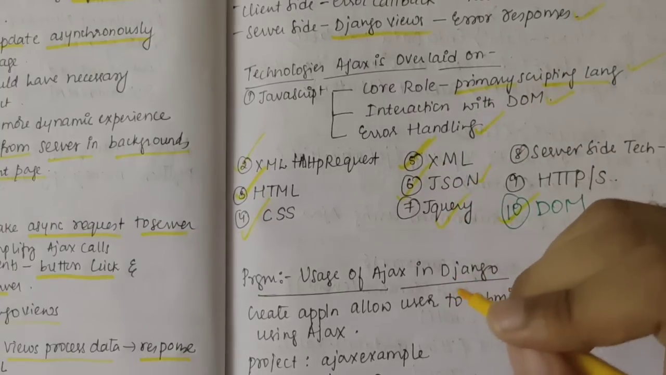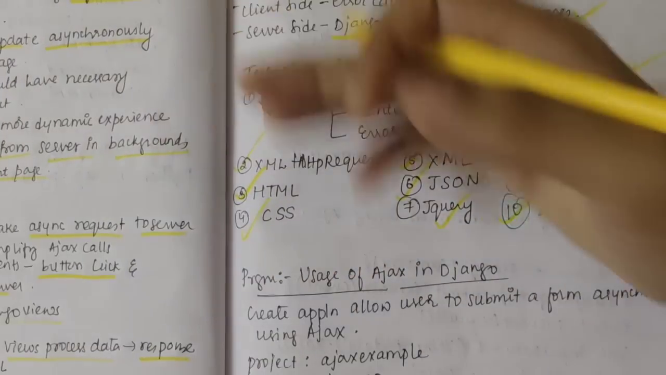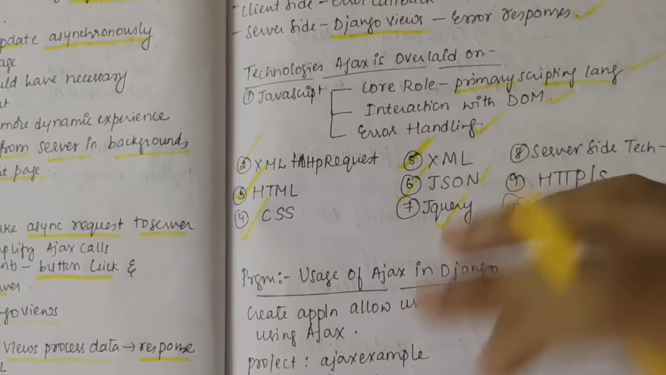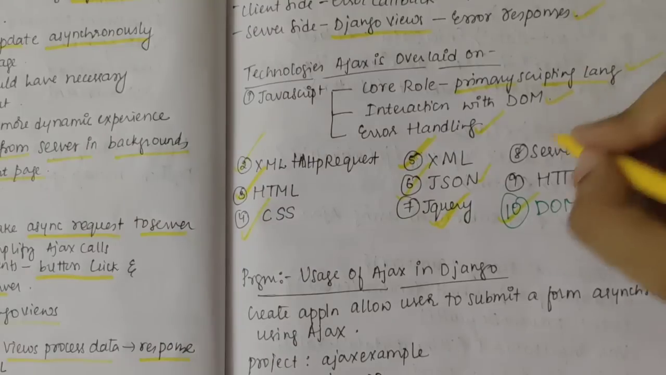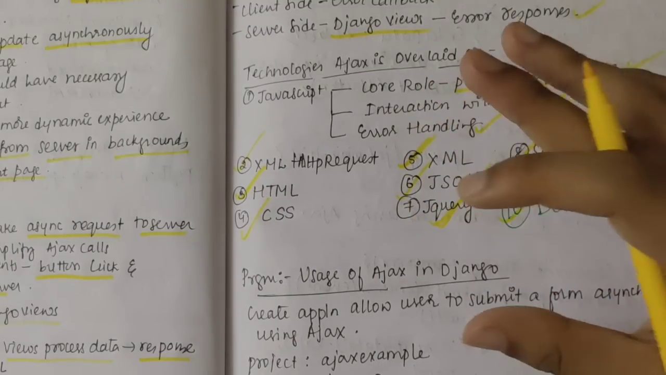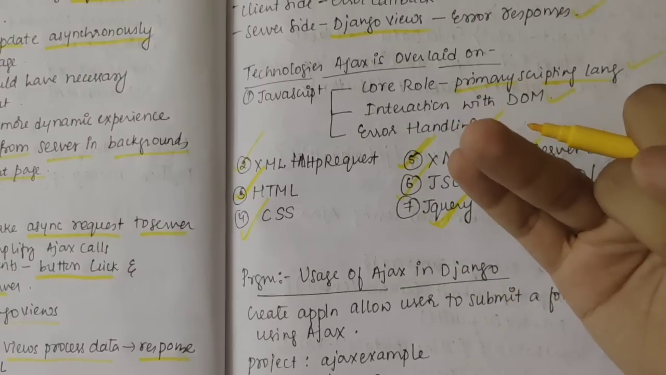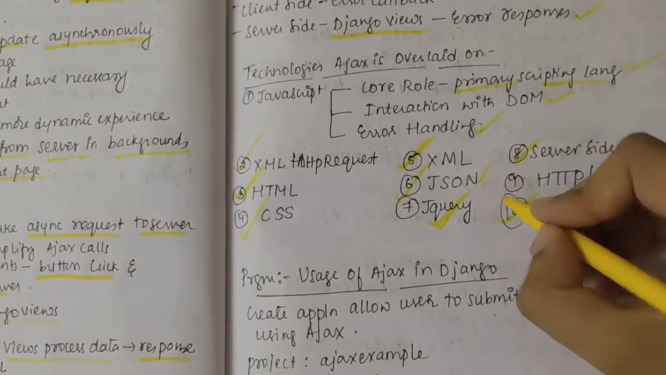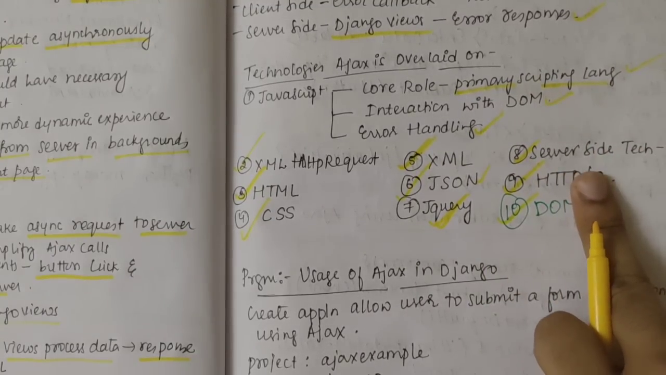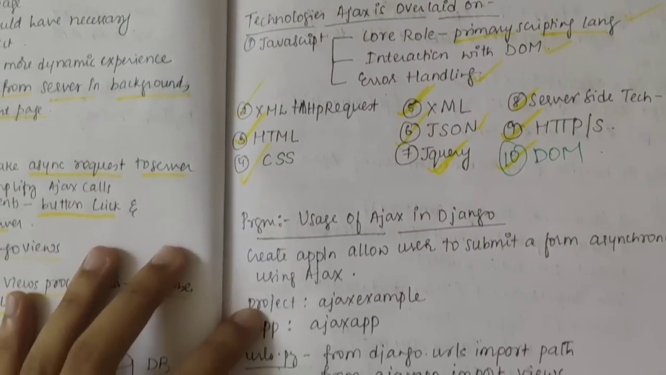Then we have jQuery. We had discussed what jQuery is, right? It is one of the libraries which is used. The jQuery definition is, it provides easier methods to make Ajax calls and perform Ajax operations. Then we have server-side technology. Here we are looking at Django. Django will handle the request, the business logic, or if we have to interact with a database, that is taken care of by Django. Then we have HTTP or HTTPS. This is a communication protocol. We all know how this works, right? So that's it. These are the technologies Ajax is overlaid on.